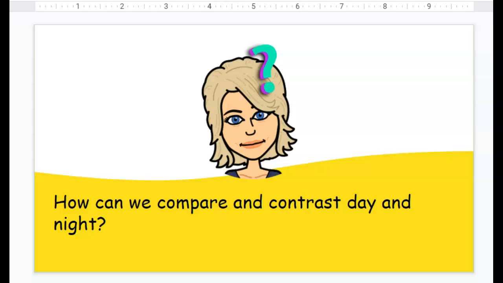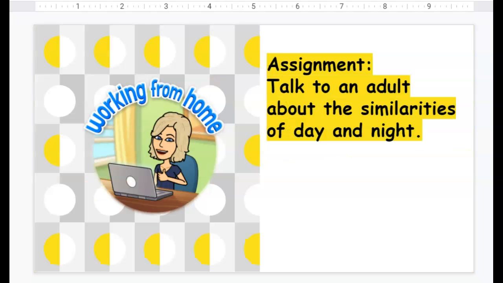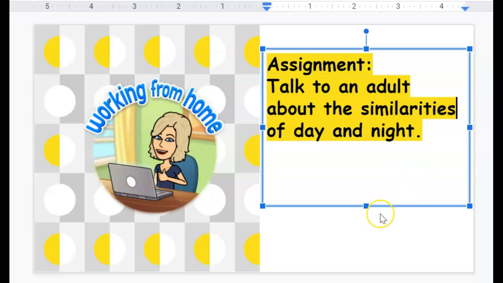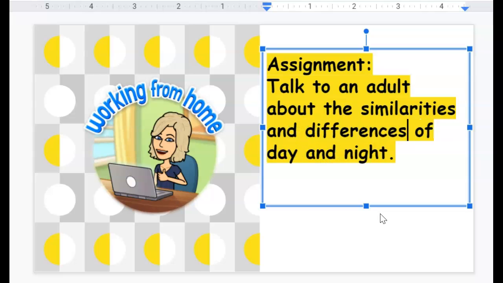Okay, so we went ahead and compared and contrasted day and night. Here is your assignment today. Talk to an adult about the similarities of the day and night and also the differences. So Miss Conley's going to put that in there. Talk to an adult about the similarities and differences of day and night.